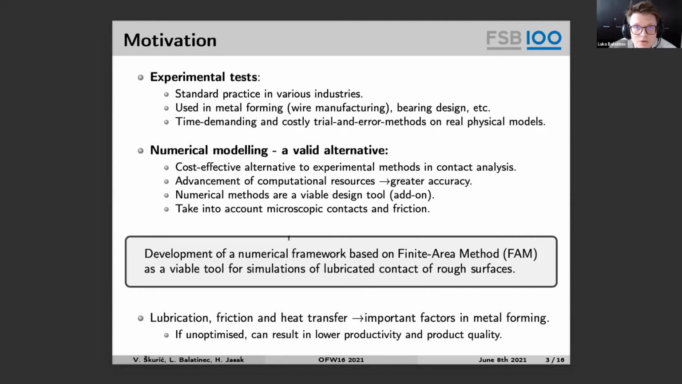So this brings us to our goal. Our goal was the development of a numerical framework based on the finite area method to be used as a viable tool for simulations of lubricated contact of rough surfaces. We wanted to focus on lubrication, friction, and heat transfer, as those are very important factors in metal forming. If any of these factors is left unoptimized, this can lead to severe degradation of the quality of the final product.